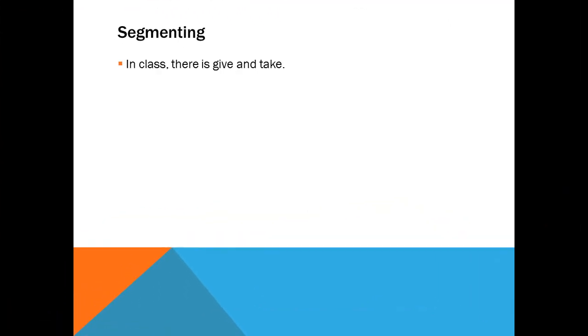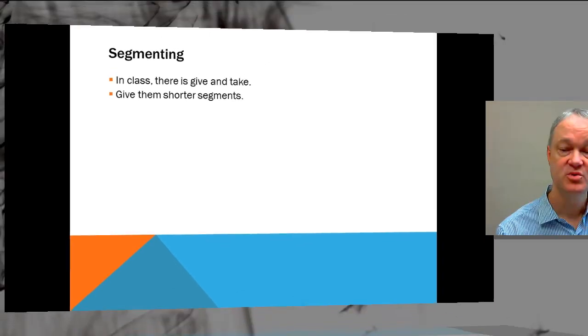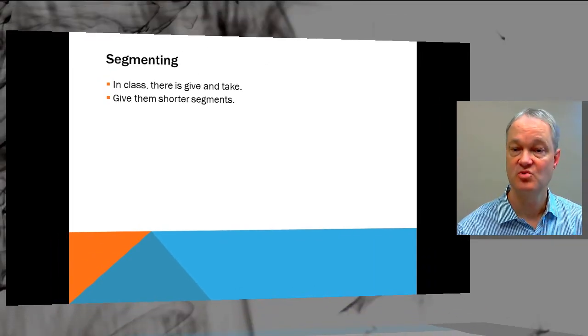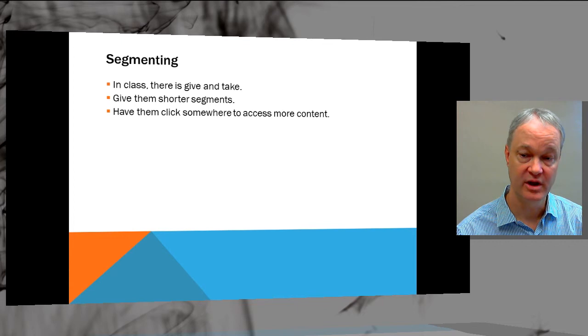In a class, there's give and take between you and the students that breaks up the flow of your lecture and keeps people engaged. And you don't have that online. So what you do is you give them your content in shorter segments. Break it up into smaller chunks the learner can digest easily. And then have them click somewhere, another item, to access more content.